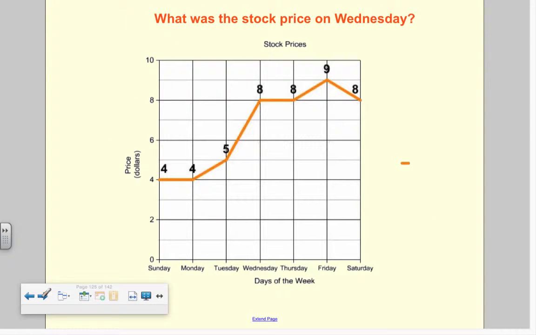Here's a question for this line graph. What is the stock price on Wednesday? So I need to find Wednesday on the graph, and I need to find the price in dollars. What's the sale price of stocks on Wednesday? If you said $8, you were correct.